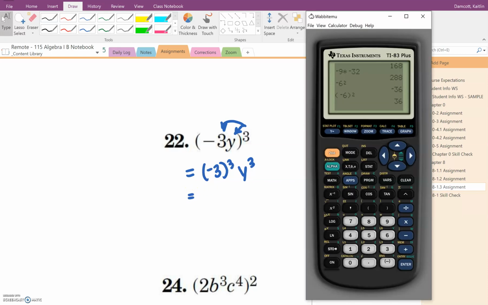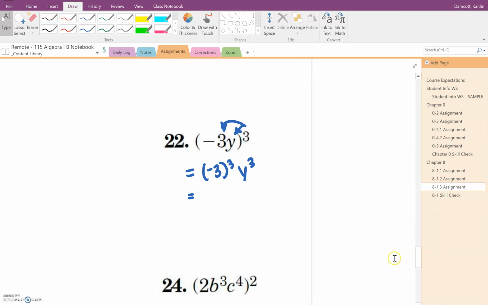So I'm going to plug this into my calculator. I'm going to put it in parentheses. I've got -3, and I have to raise it to the third power. So this is where that caret comes into play. I do my caret, raise it to the 3, and I get -27. And then my y to the third.